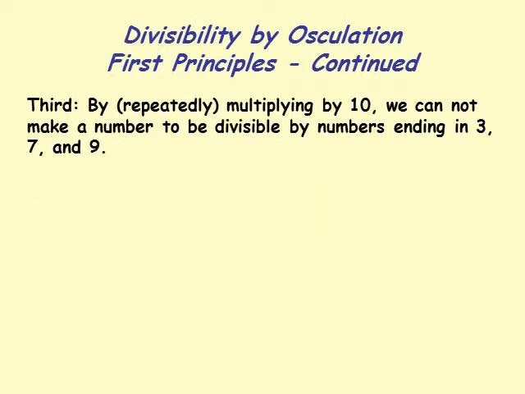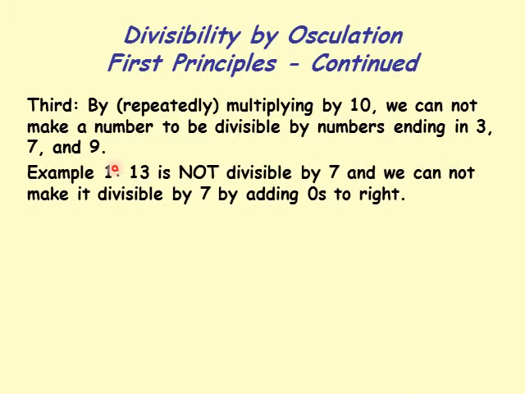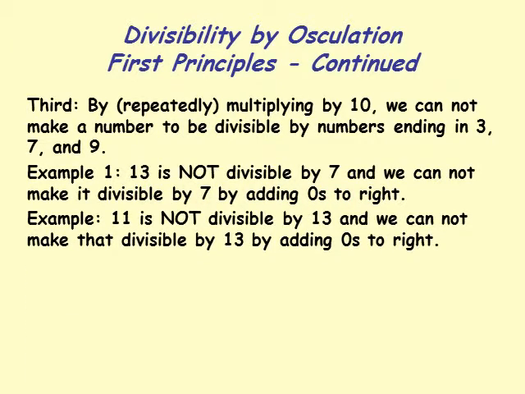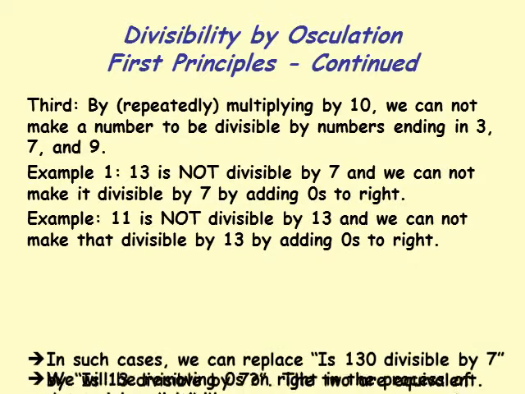When a divisor ends in 3, 7, or 9, we cannot make a dividend divisible by such a number by repeatedly multiplying by 10, by adding zeros at the right. Let me show you an example. Example 1: 13 is not divisible by 7, and neither is 130 or 1300. We cannot make it divisible by 7 by adding zeros to the right. Example 2: 11 is not divisible by 13, and we cannot make it divisible by 13 by adding zeros to the right.